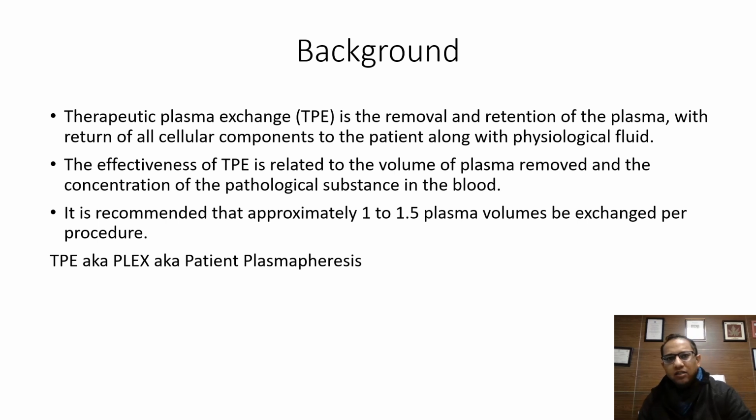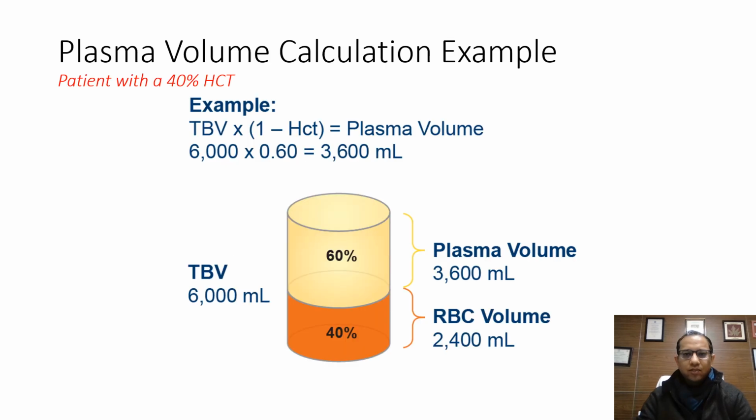I'll be talking about ASFA guidelines, just touching briefly upon them, and it also tells you which kind of replacement fluid you should provide the patient with. The effectiveness of plasma exchange is related to the volume of plasma removed and the concentration of pathological substance in the blood. It is recommended that approximately 1 to 1.5 plasma volumes be exchanged per procedure. And we have a lot of terms associated with plasma exchange, like PLEX. Many a times we call it PLEX. It is also called plasmapheresis, TPE, plasma exchange. All of this signifies the same thing, that is therapeutic plasma exchange.